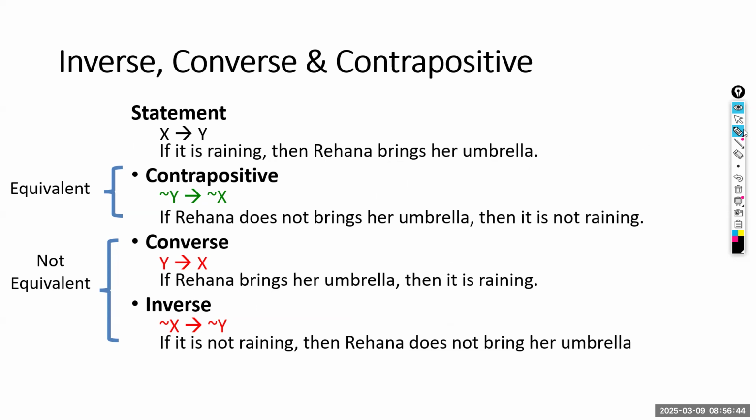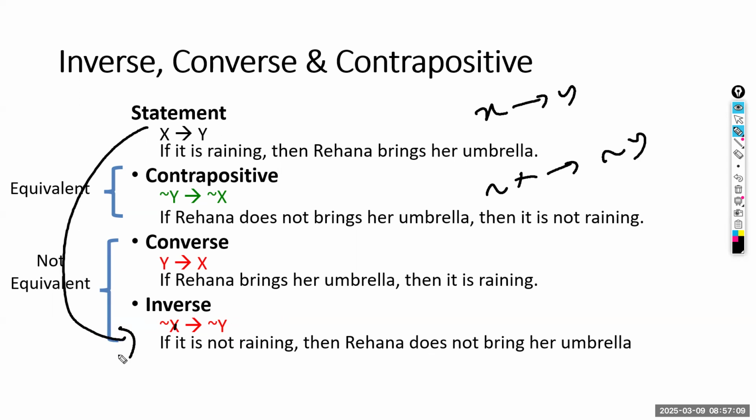Right. So the other one is very interesting. That is the inverse. So when we say x implies y, don't ever think that we mean not x implies not y. So when we say if it is raining, Rehana brings an umbrella, it doesn't mean that if it is not raining, Rehana doesn't bring an umbrella. There's no such thing. There's no such thing from this statement.